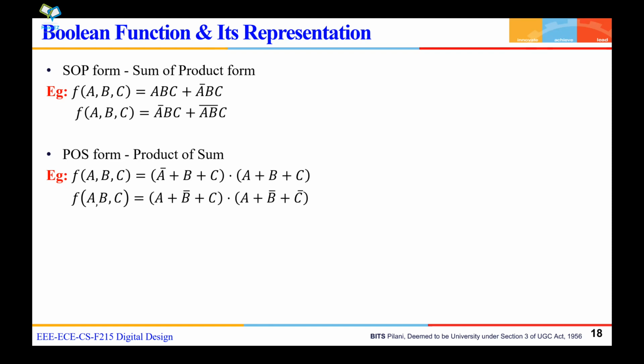During your last class, we have seen that a Boolean function can be represented as a sum of products and a product of sums. This is the sum of products form and this is the product of sum form. In both of these methods of representing a Boolean function, you can see three variable terms here. This is a three variable Boolean function with variables a, b and c.